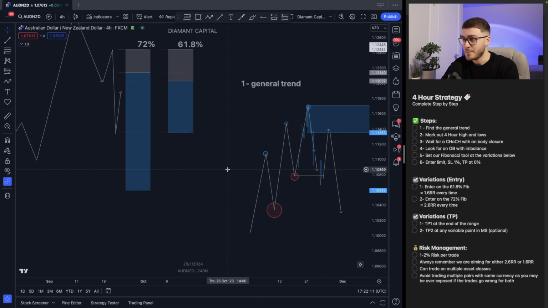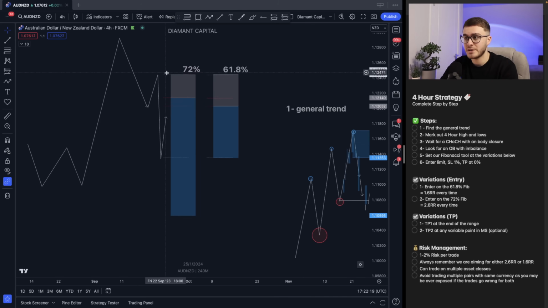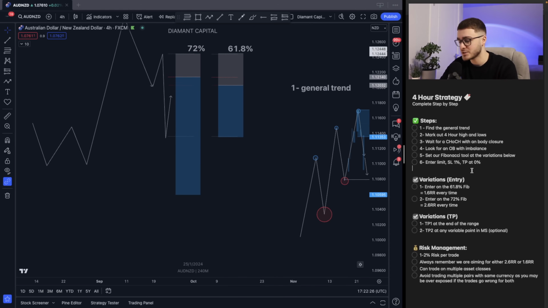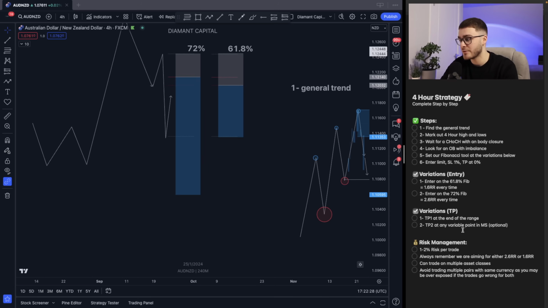So by now, this should all be making sense. These are the simple 6 steps that you are going to be using. You are going to enter your limit. Stop loss is going to be at the 1% mark over here, just above the high. Take profit is mainly going to be at the 0%. Again, there are going to be variations of the entry and the take profit.